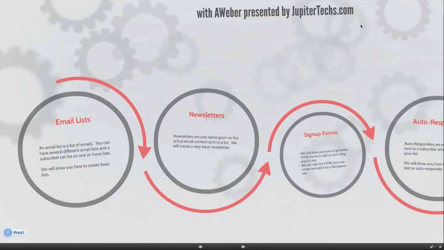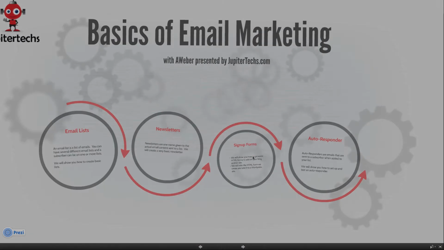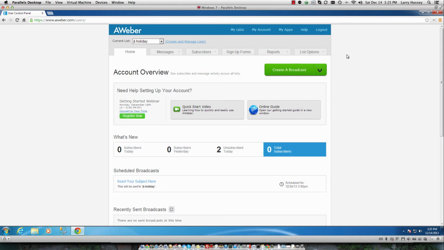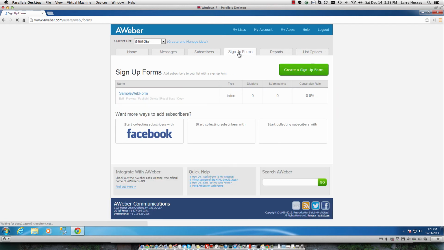Next, we're going to cover sign-up forms in AWeber. In this section, we're going to create a sign-up form for our page on WordPress. So we're on our AWeber homepage. We go to the menu item Sign-up Forms. We're going to click the big green button labeled Create a Sign-up Form.